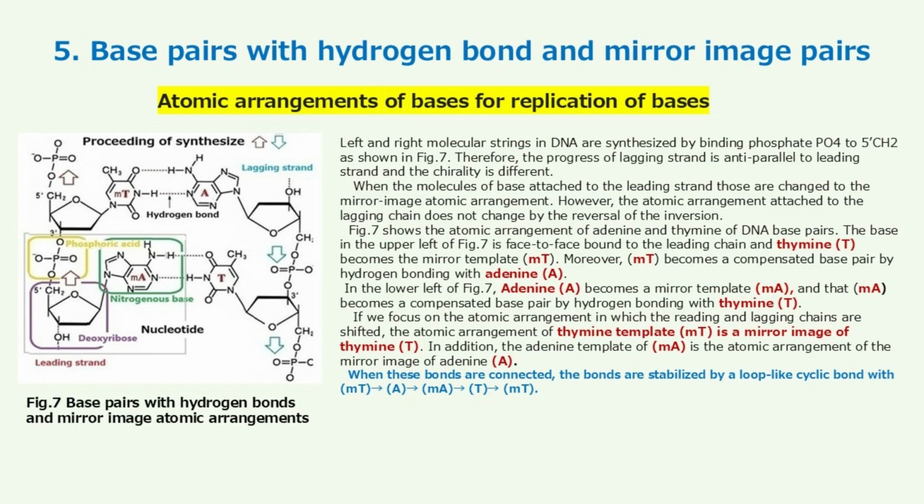Left and right molecular strings in DNA are synthesized by binding phosphate PO4 to 5' CH2, as shown in Fig.7. Therefore, the progress of the lagging strand is anti-parallel to the leading strand, and the chirality is different. When the molecules of base attach to the leading strand, they are changed to the mirror image atomic arrangement. However, the atomic arrangement attached to the lagging chain does not change by the reversal of the inversion.